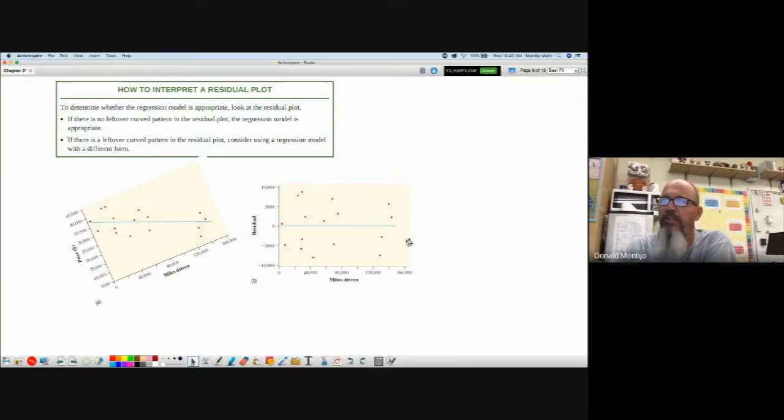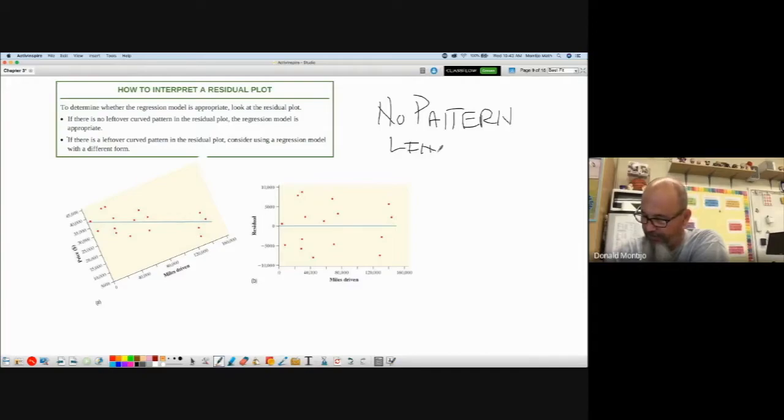So on the right, on our residual plot here, we look and see: is there a clear curved pattern among these dots, or is there random scatter? On a residual plot, this is what we're trying to look for. If there is no pattern, good. No pattern means the data is linear. We have random scatter. So no pattern tells us linear. That's a good thing.